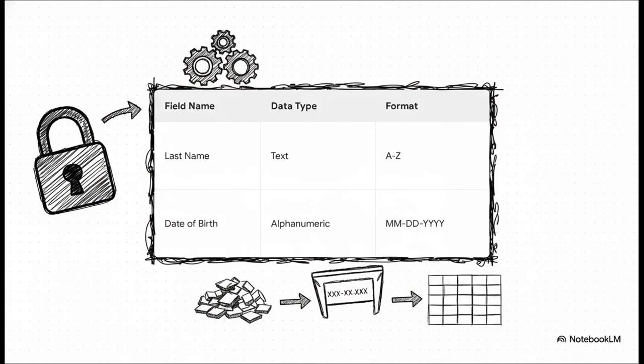To make absolutely sure there's consistency across an entire hospital network, organizations rely on a data dictionary. This dictionary sets the absolute rules for how data gets entered. It dictates that a last name field has to be text, and a date of birth has to follow a strict month, day, year format.